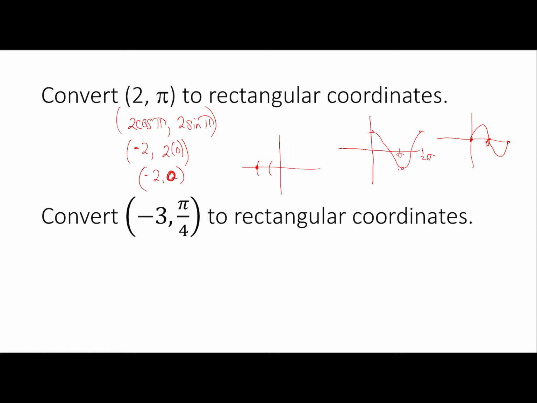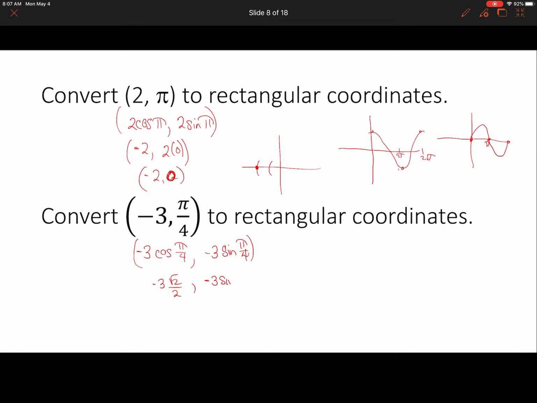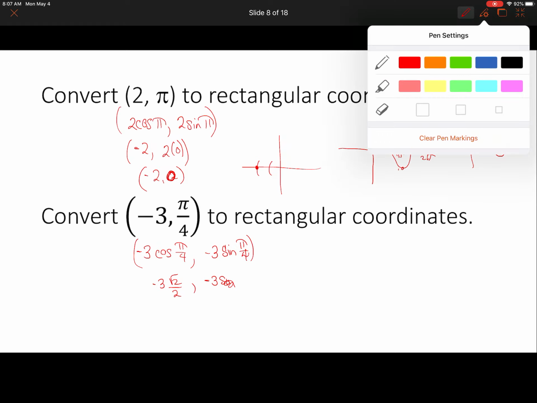Converting negative 3, pi over 4 to rectangular coordinates. Negative 3 cosine of pi over 4, negative 3 sine of pi over 4. From your table of 9, you know the cosine of pi over 4 is the square root of 2 over 2. So negative 3 times the square root of 2 over 2, and negative 3 times the sine of pi over 4, which is also the square root of 2 over 2. Get an eraser here and clear up my mistake.